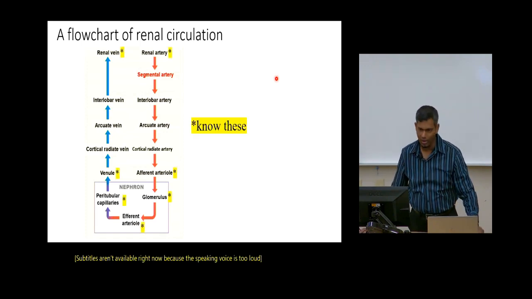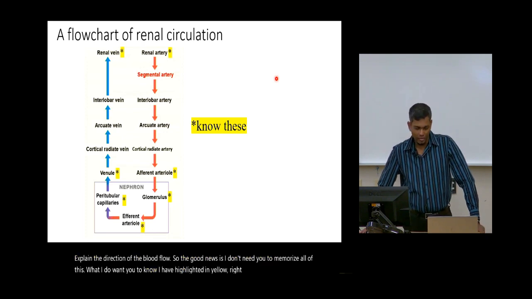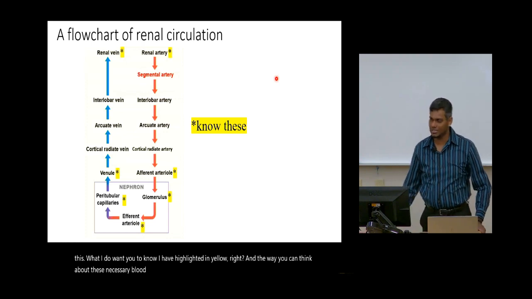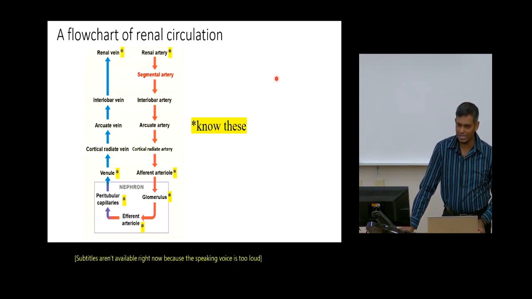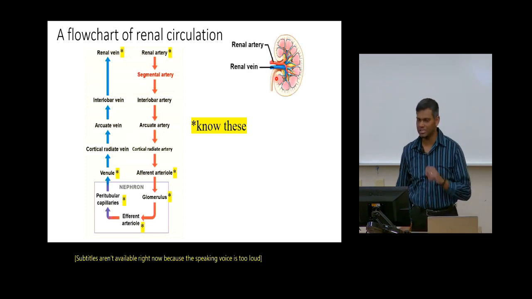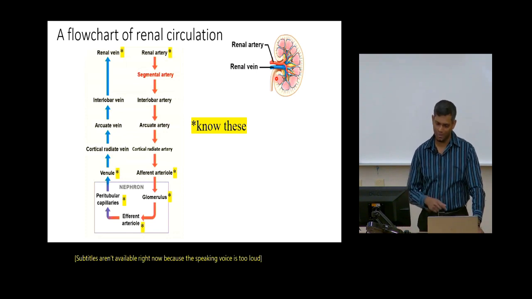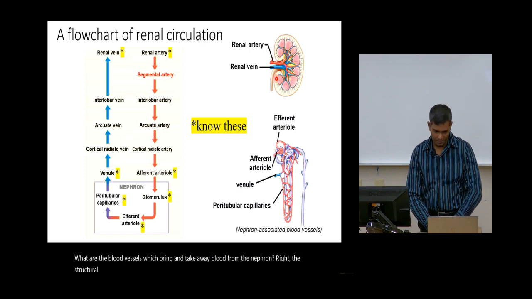What I do want you to know, I have highlighted in yellow, right? And the way you can think about these necessary blood vessels is, what are the blood vessels which bring blood to and from the kidneys? That's the first thing. And we see that the renal artery brings blood to the kidneys and the renal vein takes blood away from the kidneys. This is the first thing. Second thing is, what are the blood vessels which bring and take away blood from the nephron, right, the structural and functional unit of the kidney.